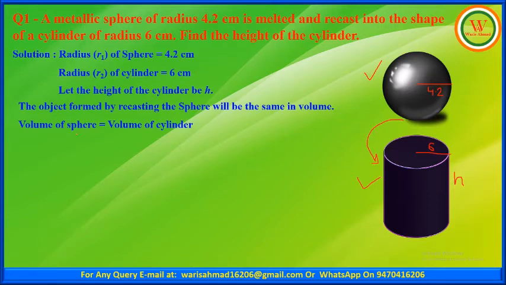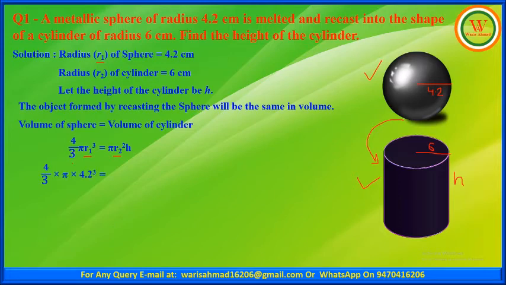After that we can write the formula of volume of sphere, that is equal to 4 upon 3 pi r cube, but in the place of radius we can write r1. Now here volume of cylinder we can write pi r square h, and in the place of radius we can write r2. r1 is the radius of the sphere and r2 is the radius of cylinder. After that we can put the value of r1, that is 4.2, r2 that is equal to 6. Pi and pi both will cancel.